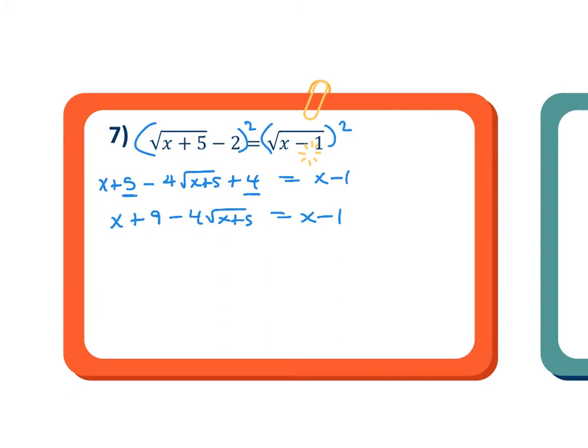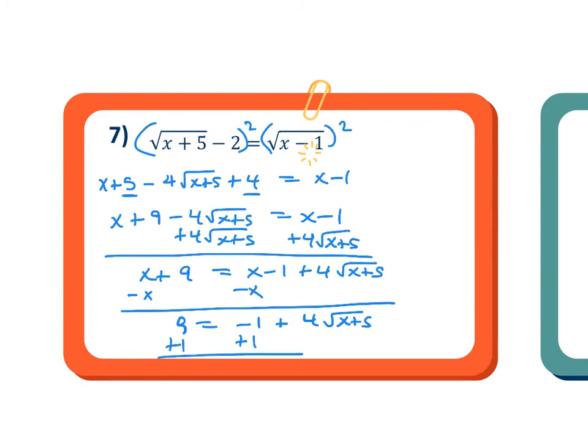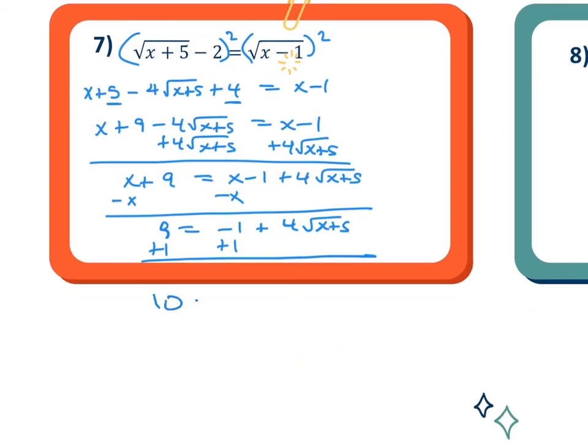Now I need to work on isolating that radical there. So what I'm going to do is, I don't want a negative radical, so let me go ahead and move it over. So x plus 9 equals x minus 1 plus 4 times the square root of x plus 5. I'm going to move the x. 9 equals negative 1 plus 4 times the square root of x plus 5. Add the 1. So now I have 10 equals 4 times the square root of x plus 5.